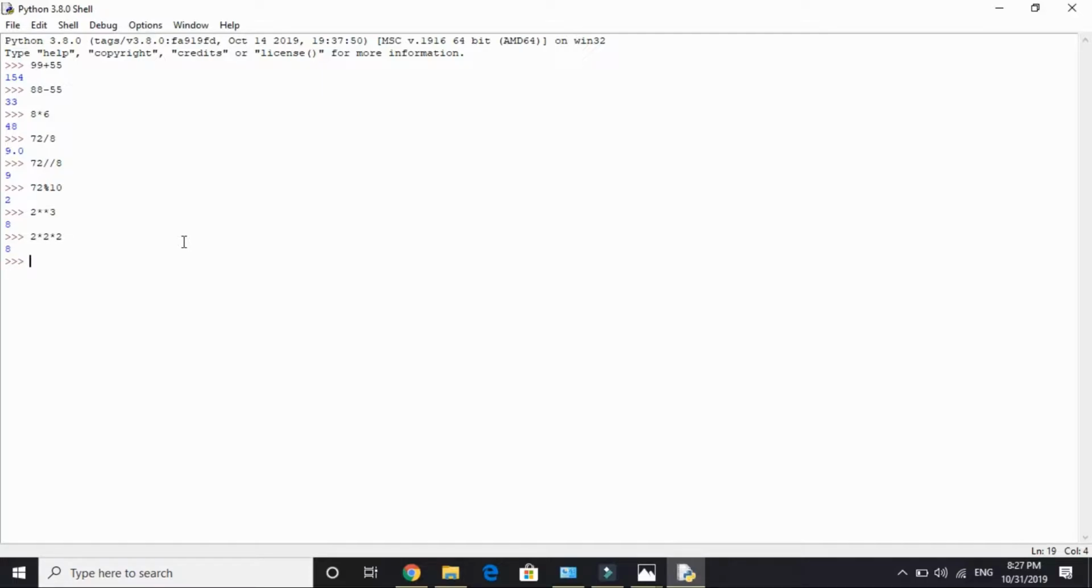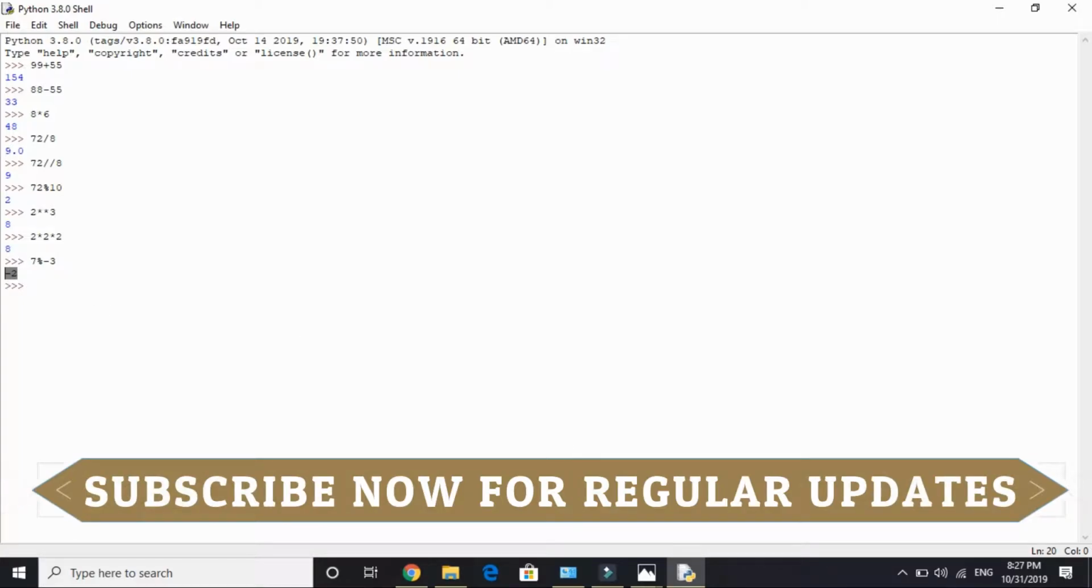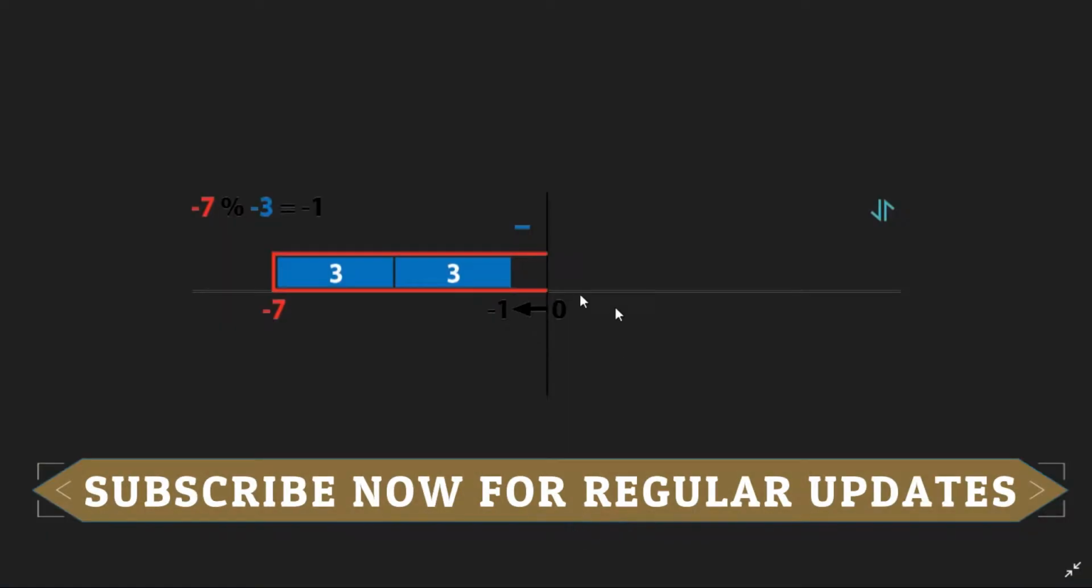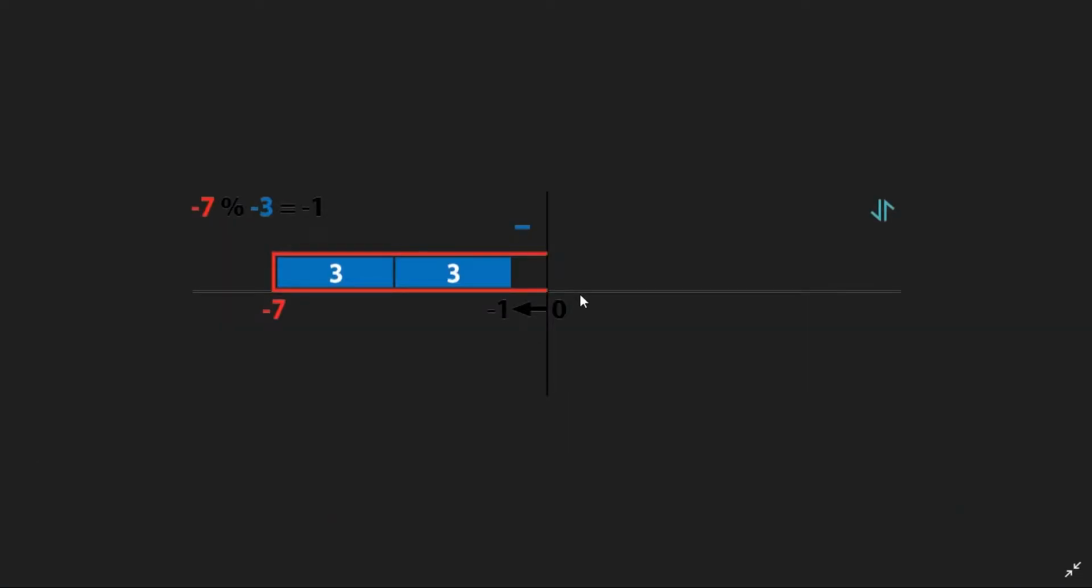Now let's come to the most important part. What if we divide 7 by minus 3 and apply the modulus operator? The answer is minus 2. We expected the answer to be 1 or minus 1, but in Python we are getting minus 2. So let's come to the main concept behind it. I will explain it to you with the help of this image.